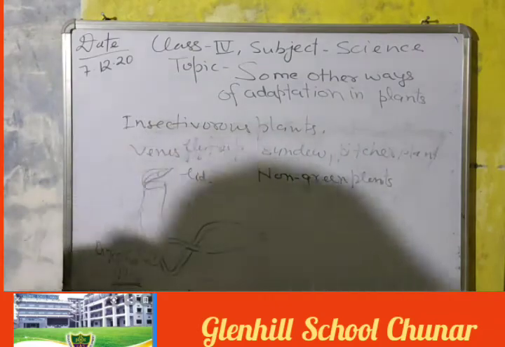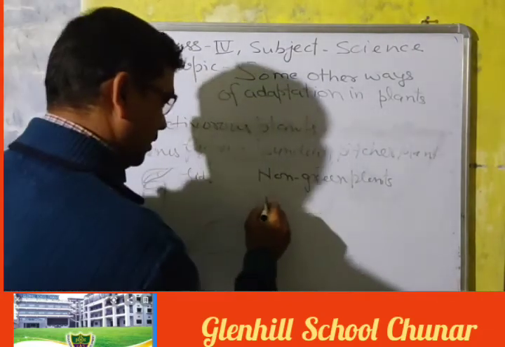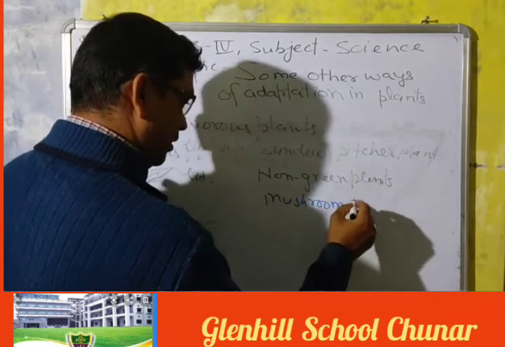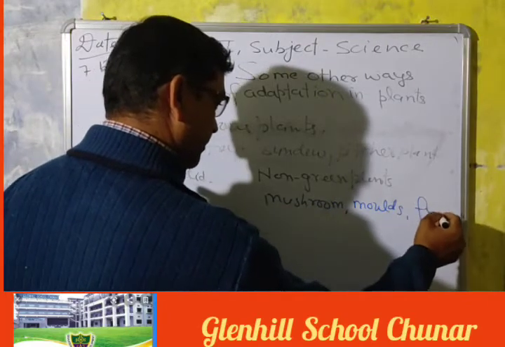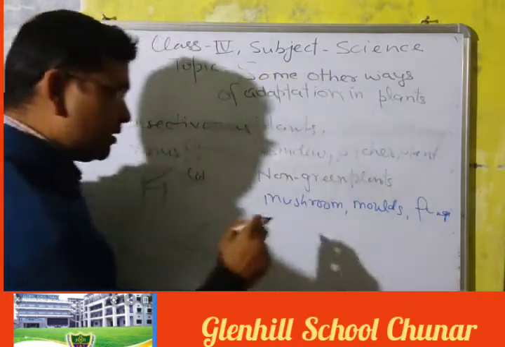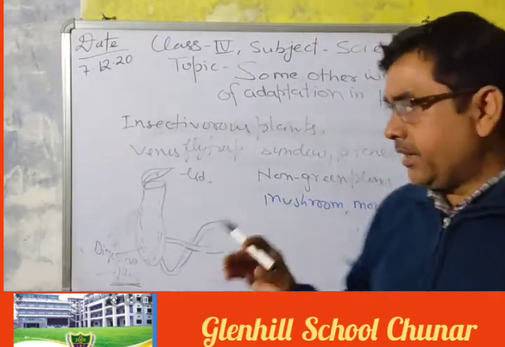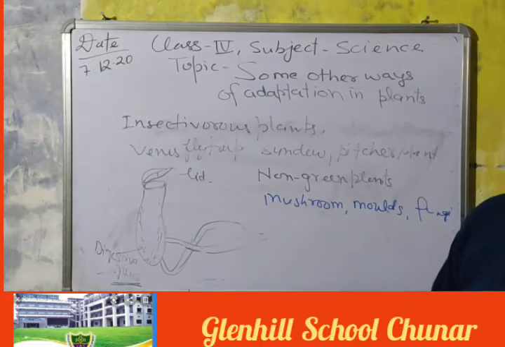Okay, like mushroom, molds, fungi. They are some non-green plants, but how can they get their food? So they get their food from dead organic matter.